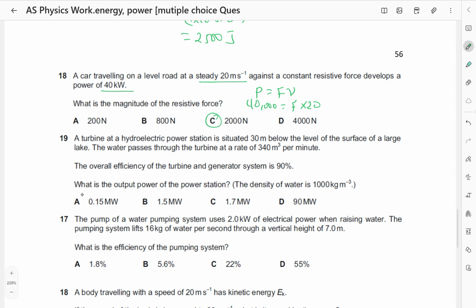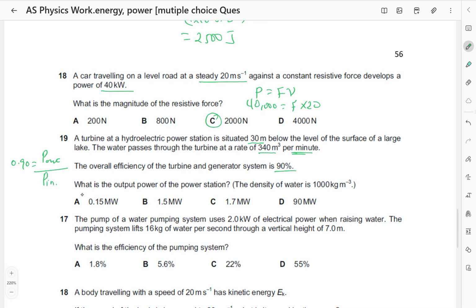A turbine at a hydroelectric power station is situated 30 meters below the level of the surface of a large lake. The water passes through the turbine at a rate of 340 meters cubed per minute. Okay, that is per minute. The overall efficiency of the turbine and the generator system is 90%. What is the output power of the power station? So efficiency, which is 90%, that is 0.9, must be equal to the power output divided by the power input.